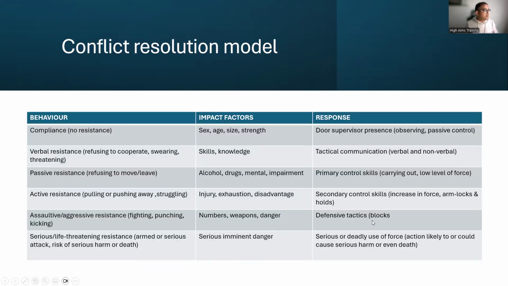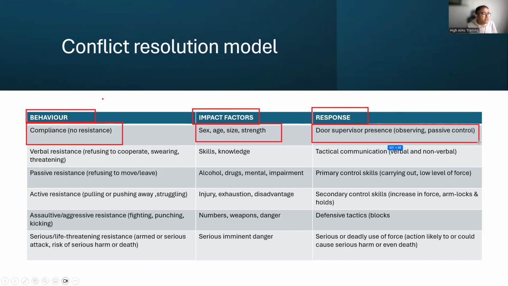Now, there is a conflict resolution model that we can look at. So we look at the behavior, we look at the impact factor, and we look at the response. Let's say somebody is compliant, they're not giving any resistance. You need to look at their gender, their age, their size, their strength. Response should be no supervisor's presence, observing, just passive control. You don't need to do anything.